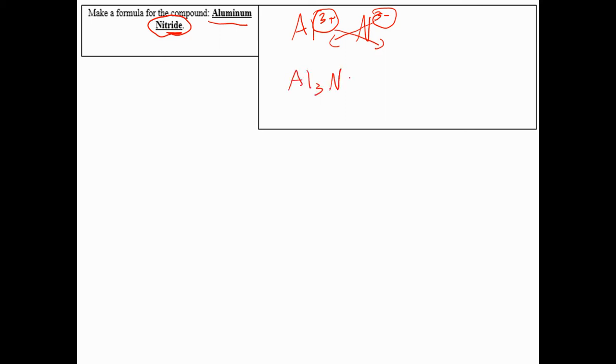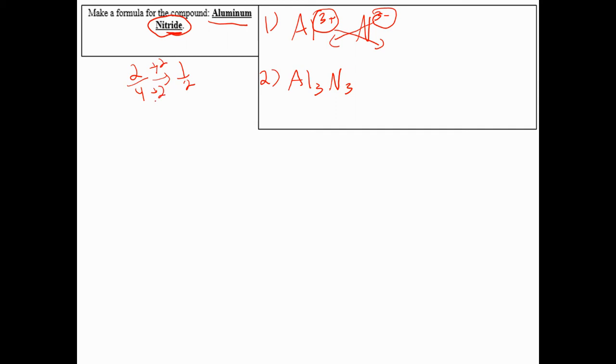Al3, N3. And I drop the charges. Now here there's an extra step. Remember that I said that the formula for ionic compounds are ratios. They have to be the simplest ratio. So for example, if you have 2 over 4, the simplest ratio is 1 over 2. I divided everything by 2 there to get 1 over 2.